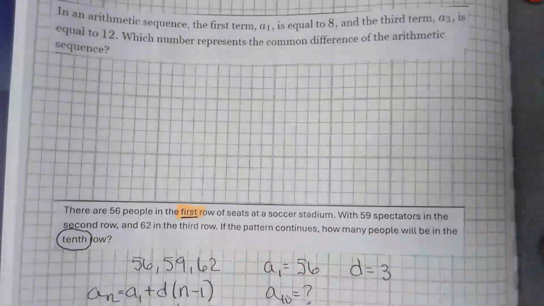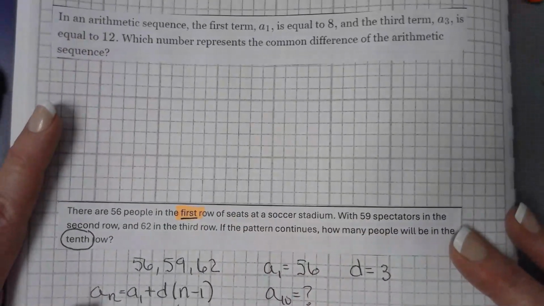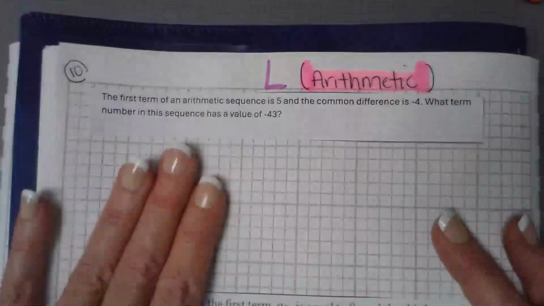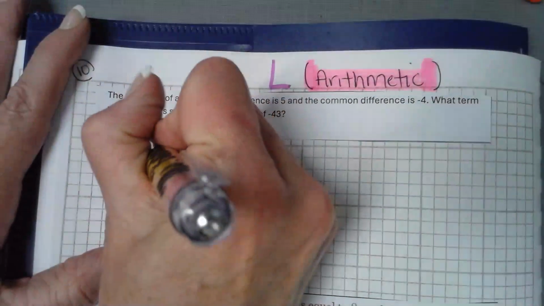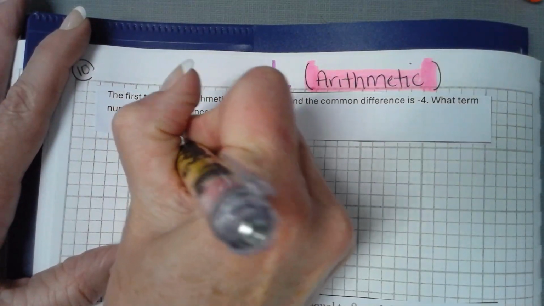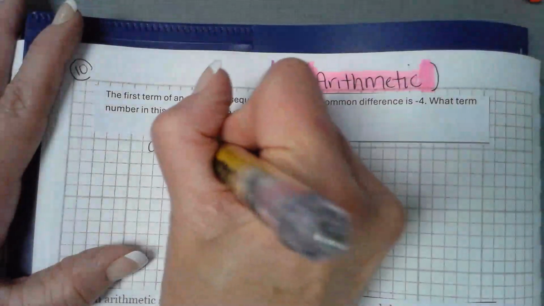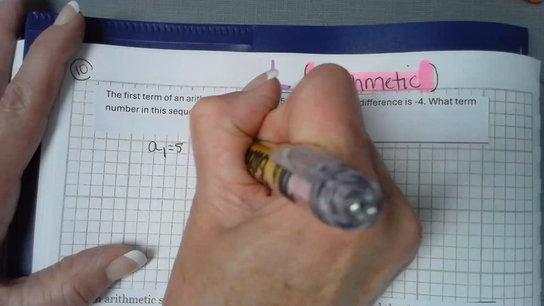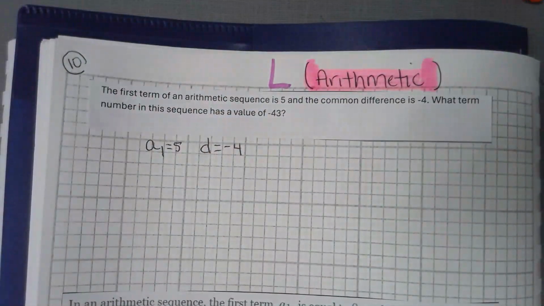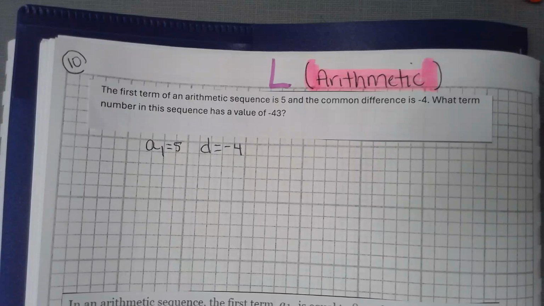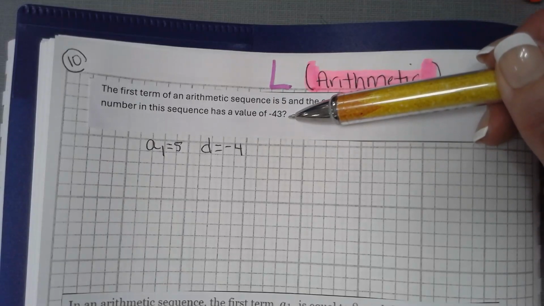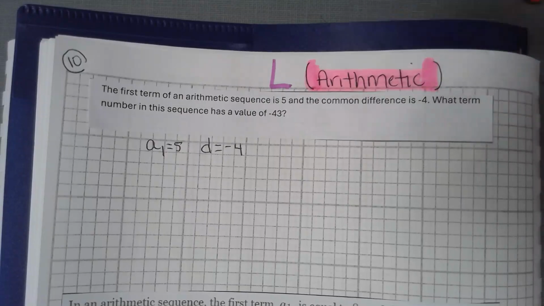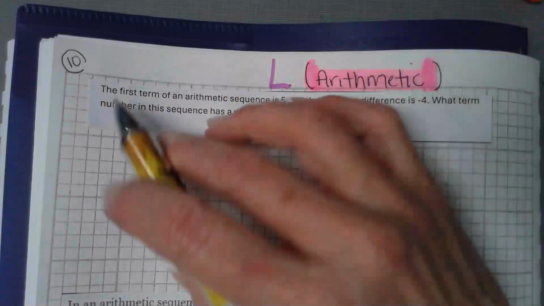Are we good? Okay, so let's get to some harder ones. All right, let's go up here. The first term of an arithmetic sequence is 5. The common difference is -4. And y'all, they've changed this up. If you're not paying close attention, you could think that you're supposed to plug in this number for n. This is not n. Notice it says, what term number?